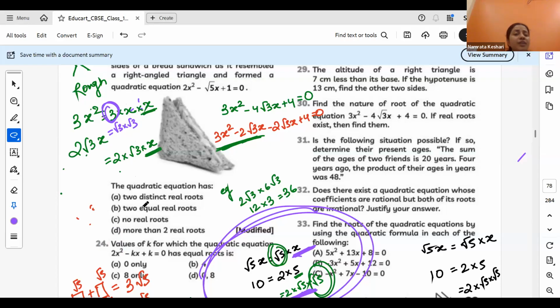Why are we doing it? We have never done it before, but the other term contains √3. That's why we are going this way this time. Making sense?